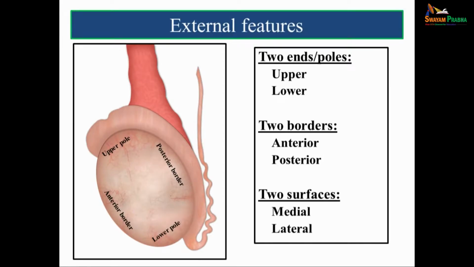Now, what are the ends or poles? There are 2 ends, the upper end and the lower end; 2 borders, anterior border and posterior border; 2 surfaces, medial surface and lateral surface. In this picture I have marked the poles and the borders. This is the upper pole, this is the lower pole. As I already told you, the upper pole will be slightly tilted forwards and the lower pole will be tilted backwards. This is the anterior border and this is the posterior border.